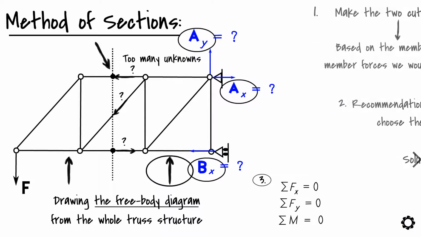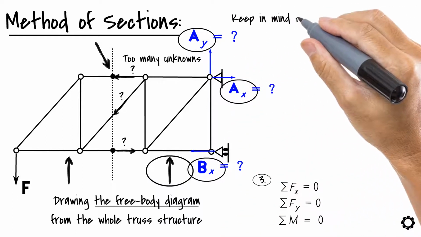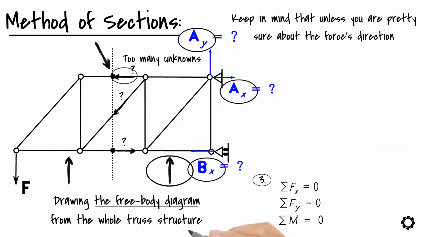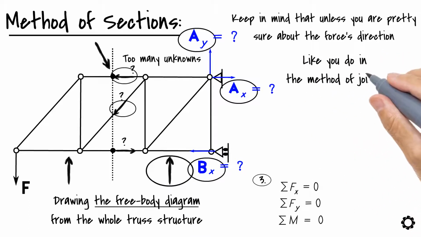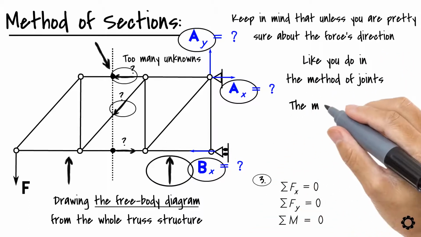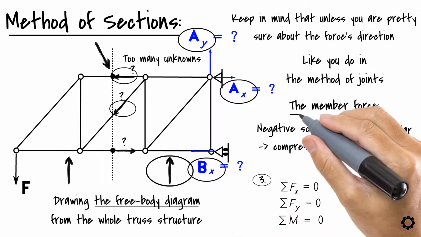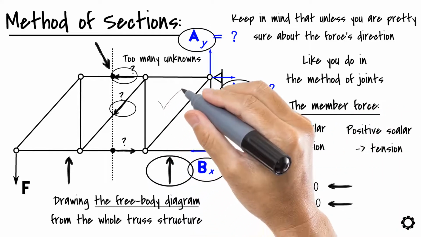When you are drawing the free body diagram of the investigated section of a truss, keep in mind that unless you are pretty sure about the force's direction, you should draw the unknown force members as tensile forces, like you do in the method of joints. Therefore, the member force which will have a negative scalar will be in compression, whereas the positive scalar will tell us that the member is in tension. Finally, we can obtain the member forces by applying the equation of equilibrium to the investigated section.